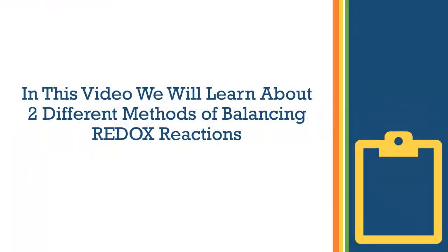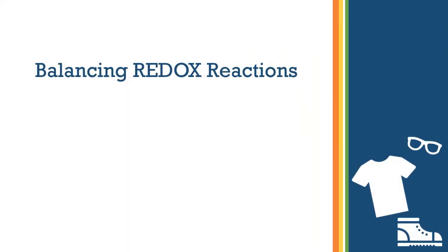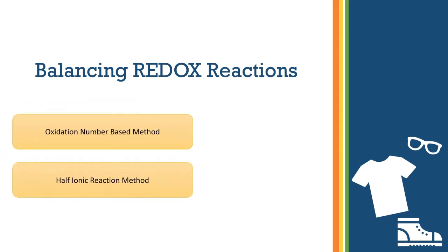In this video, we will learn about two different methods of balancing redox reactions. When I say redox, it means oxidation and reduction reactions. To balance a redox reaction, there are two different methods. The first one is the oxidation number based method, and the second one is the half ionic reaction method.